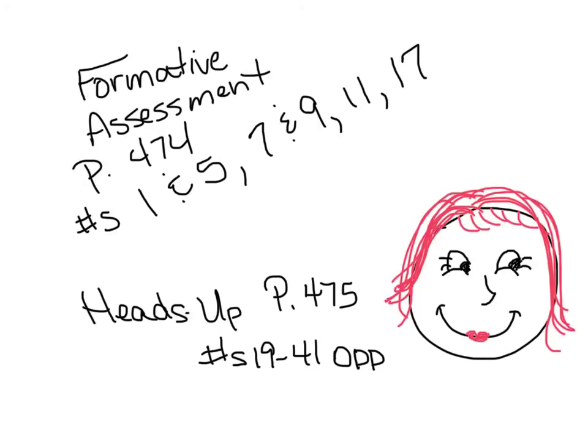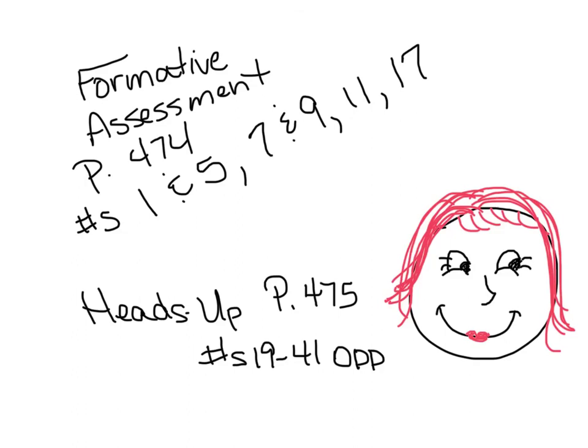Alright students, now you are ready for just a little bit of formative assessment. Here are the problems for your formative assessment. They come from page 474, problems 1 and 5, 7 and 9, 11 and 17. Please be sure you check your answers in the back of the book, and if you have any questions about the formative assessment problems, you need to bring those to class so we can take care of those questions together before you do your graded assignment.